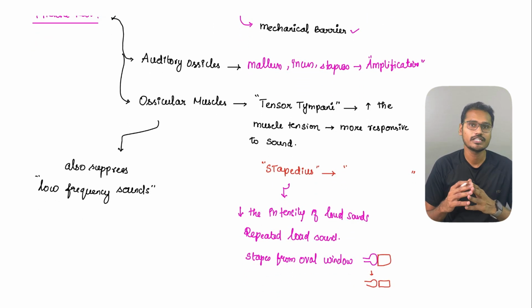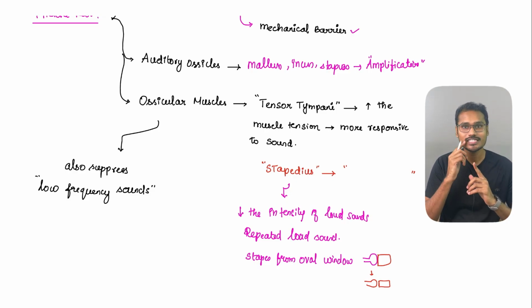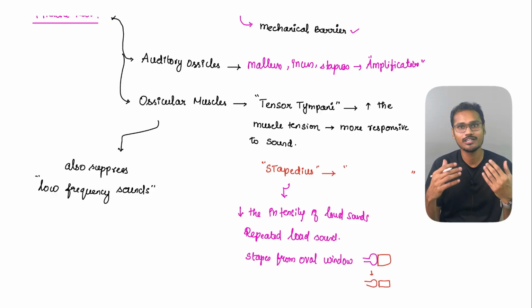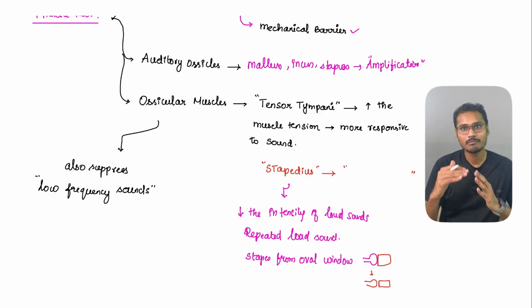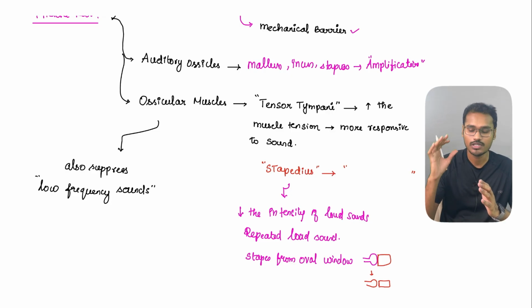What is the function of tensor tympani? Suppose you are chewing something in the mouth. This sound also will be transmitted to the brain, and it will be annoying to the brain. It can dampen that sound, and not only that sound, whenever some external loud sound is coming, it can block the loud noises also. It will help to prevent loud noises.